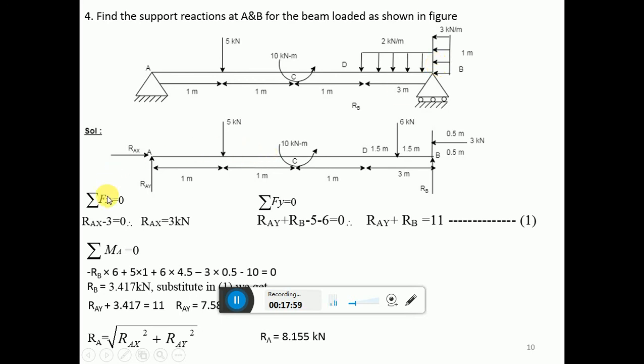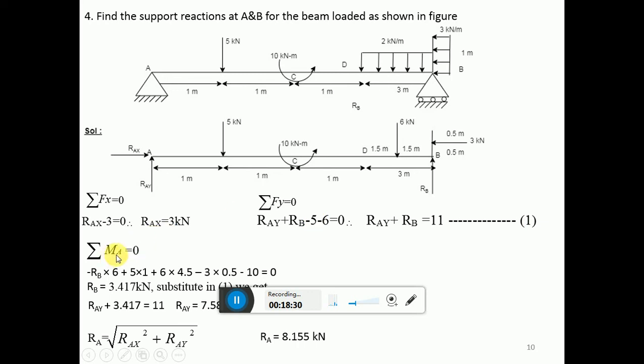Next, move on to the conditions of equilibrium. Summation F of x is equal to 0. Then RAX in positive plus RAX minus 3. No other horizontal reactions acting here. Summation F of y is equal to 0. RAY minus 5 minus 6 plus RB. So RAY plus RB is equal to 11. Name it as equation 1.